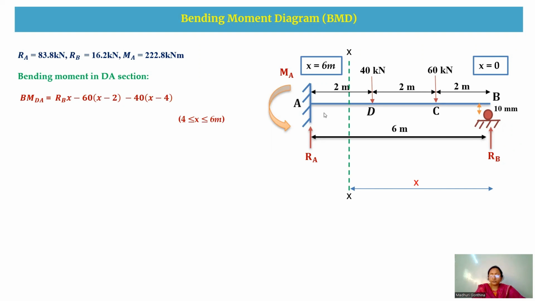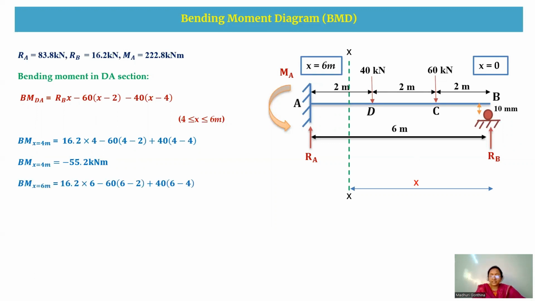Now the limits are 4 to 6. Now my bending moment equation is RB into X, which is a positive value, minus 60 into this X minus this distance, and minus 40 into X minus 4, that is this distance. So this is the equation I have written. Now at X equal to 4, I'm getting bending moment value to be minus 55.2 kilonewton meter. And at X equal to 6, I'm getting negative 222.8 kilonewton meter.